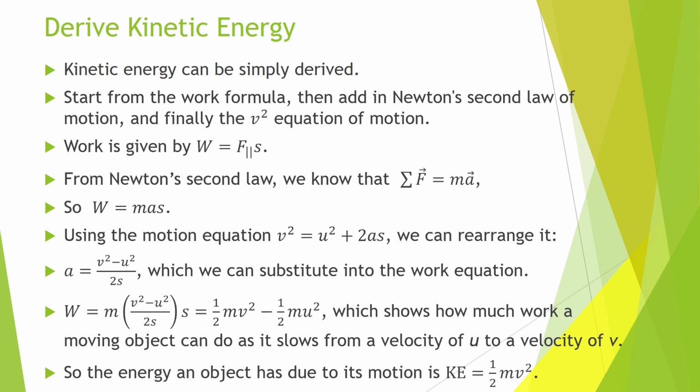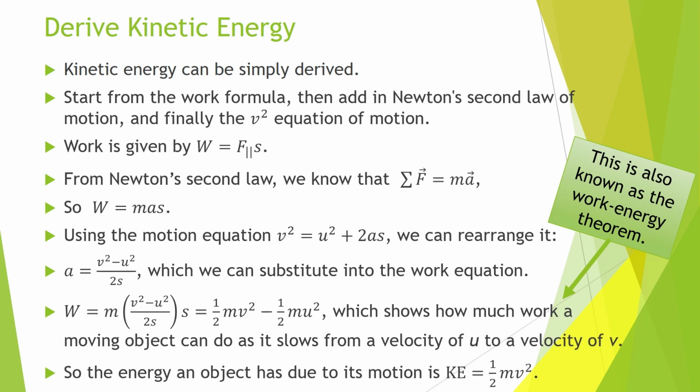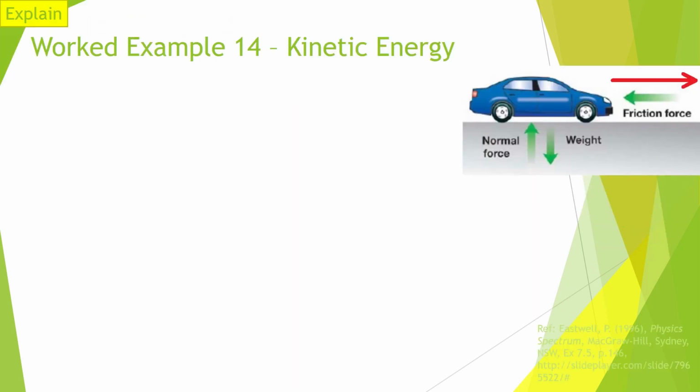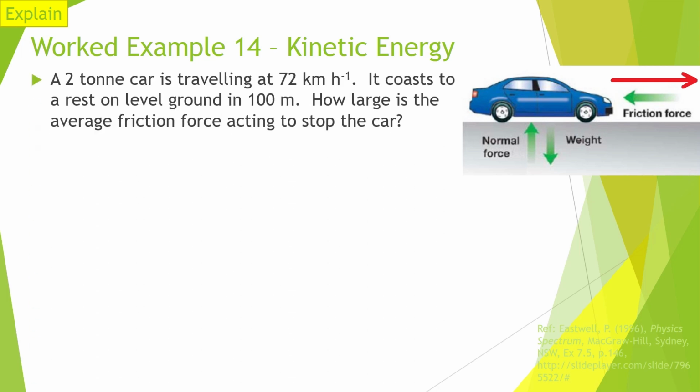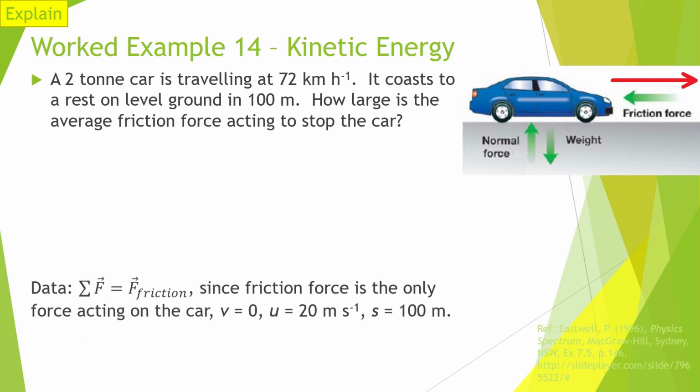So the energy of an object is due to its motion. That, by the way, is also known as the work energy theorem. Example 4. A 2-ton car is travelling at 72 kilometres per hour. It coasts to a rest on level ground in 100 metres. How large is the average friction force acting to stop the car?